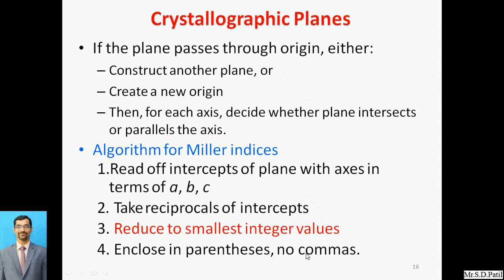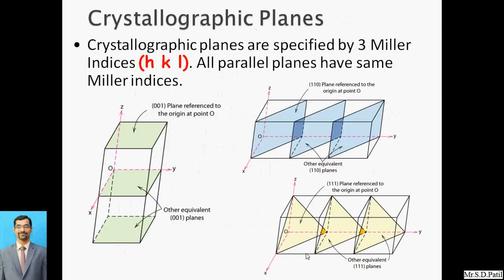Now for the crystallographic planes, we have to create some new origins, and likewise the algorithm for the Miller indices: read off the intercepts of the plane with the axes in terms of a, b, c, take the reciprocal of the intercepts, and reduce to the smallest integer values, enclosed in parentheses with no commas. So these are the 4 steps in the algorithm of the Miller indices. One by one we will go through them. This is just for reference.